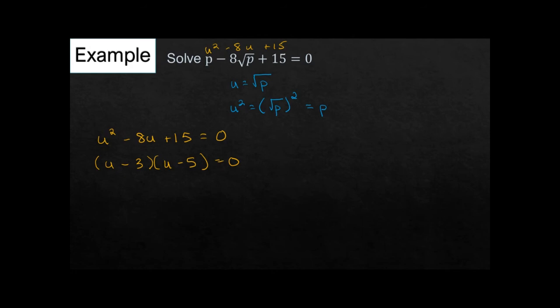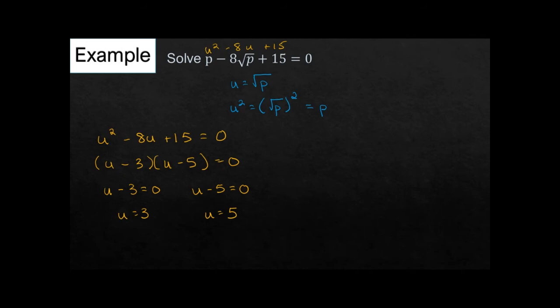So I'm going to solve both of these for u. So u minus 3 is equal to 0, and u minus 5 is equal to 0. I add 3 to both sides to get u equals 3. I add 5 and I get u equals 5. So I solve for u. And you can see why I say factoring is one of the most important things that you learn, because you're going to be doing it all the time.